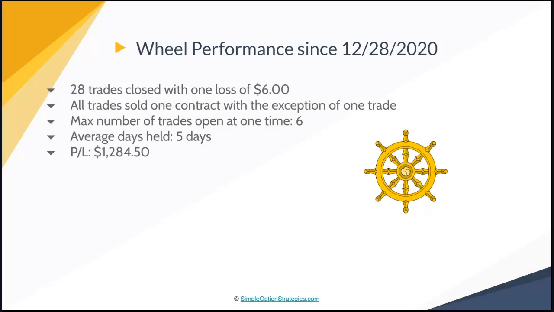So the average days held is 5 days. I couldn't believe it. So I'm putting on these weekly options, and I'm actually taking them off all within 5 days. The P&L for that, using one contract, is almost $1,300 in a month. It's just unbelievable to me. So this is a phenomenal trade. Oh, and by the way, we went through a 5% correction while I was trading this strategy. Okay. So again, using really, really good stocks is really the key to this trade.